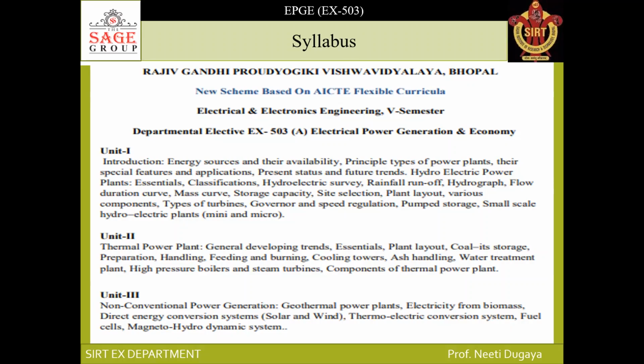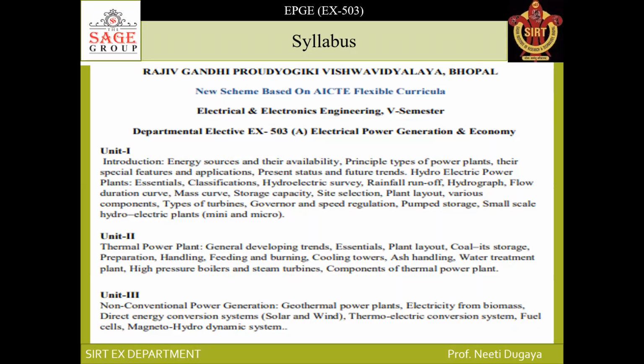In unit 2, we'll study in detail the thermal power plant, in which we'll study the general developing trend, essentials, plant layouts, coal and its storage, preparation, handling, feeding and burning, then cooling tower, ash handling, water treatment plant, high pressure boilers, steam turbines, and the components of a thermal power plant. 55 to 60% of the electrical energy generated in India comes from thermal power plants by burning of coal. So this unit is very, very important.